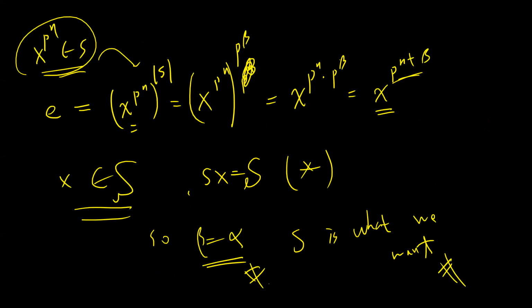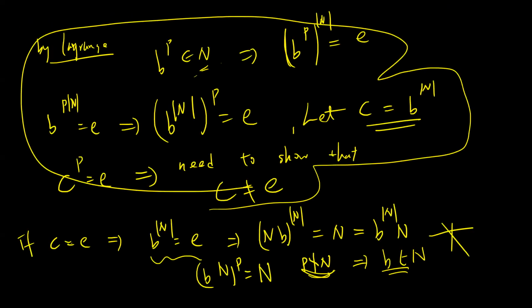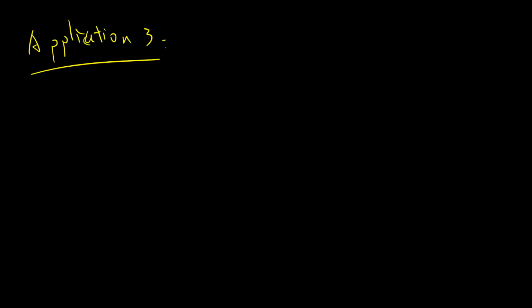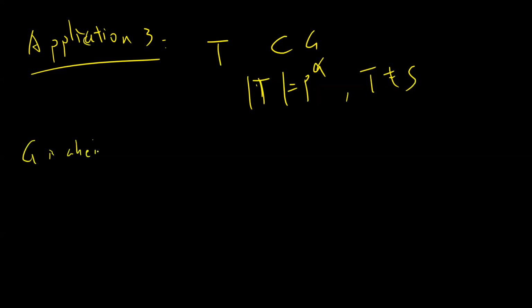Whew, so difficult. Okay, so let's talk about slightly application 3. I think this video should be renamed as Cauchy's theorem on the abelian group, or Sylow theorem on abelian group. So suppose you have T, which is another subgroup of G with order P to the alpha. Let's assume the situation is the same, but you have another subgroup called T, and T is not the same as S. And G is abelian, so we know that ST must be TS.